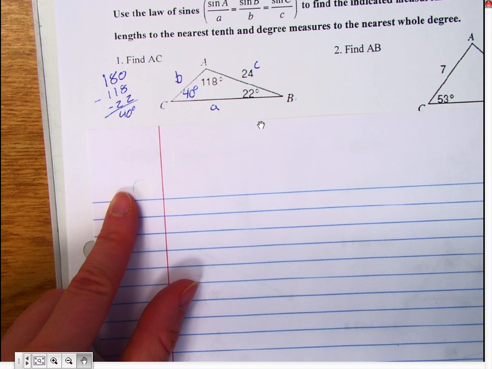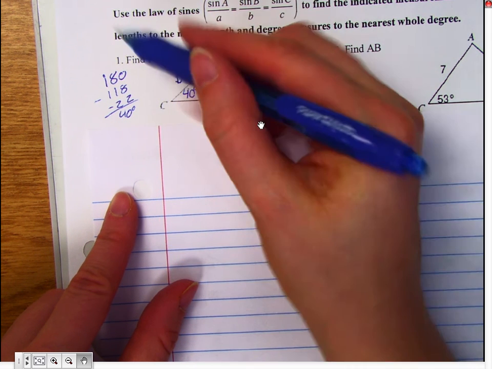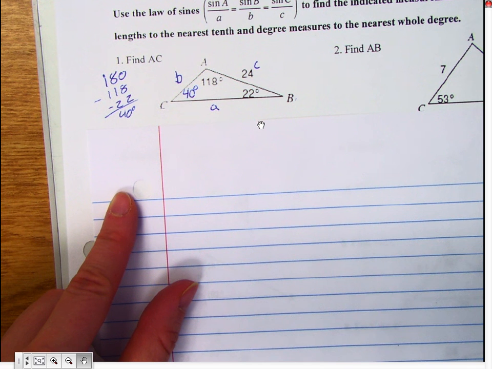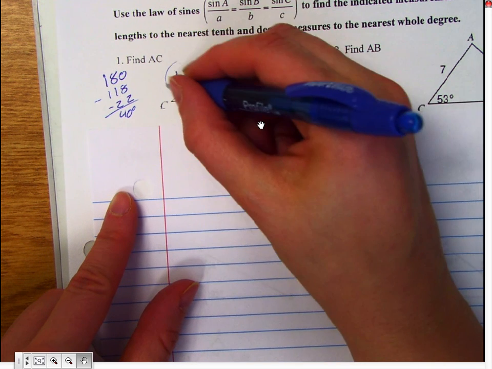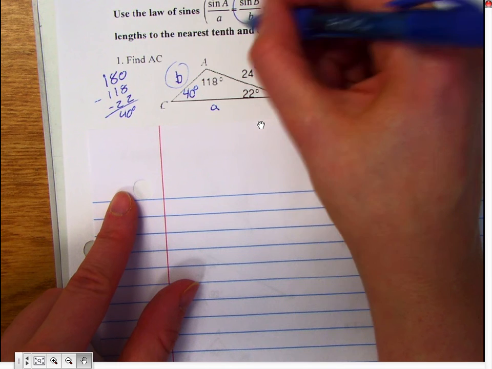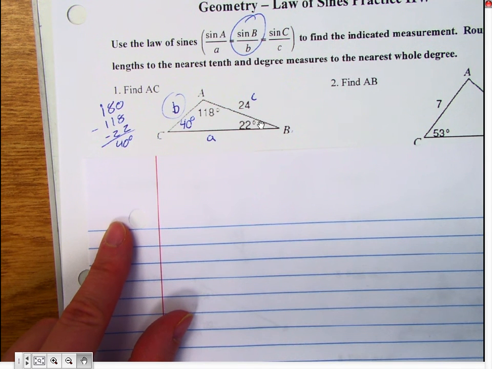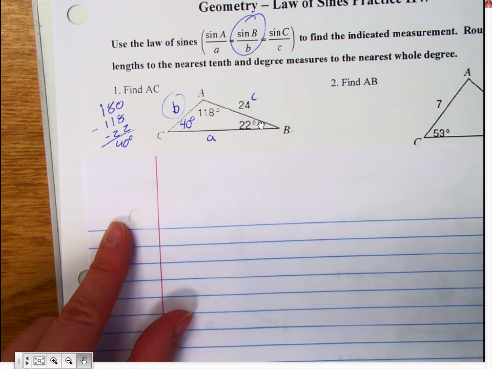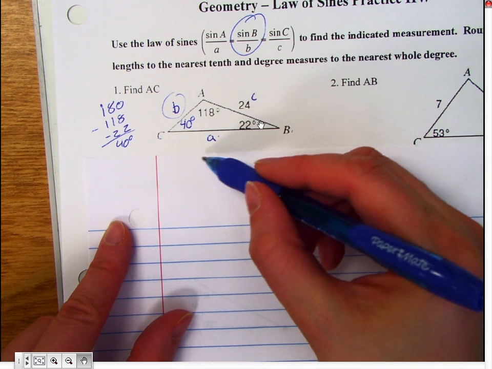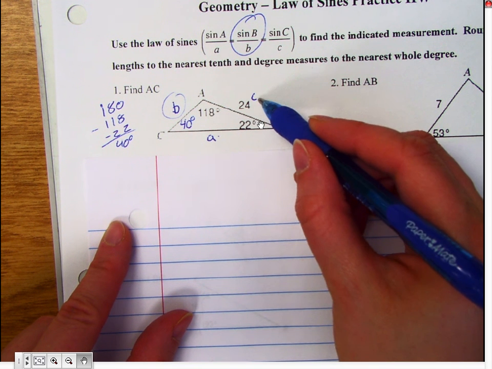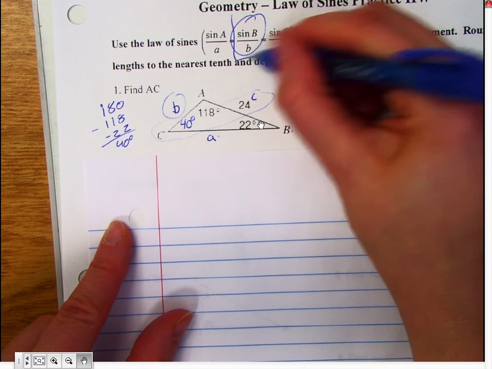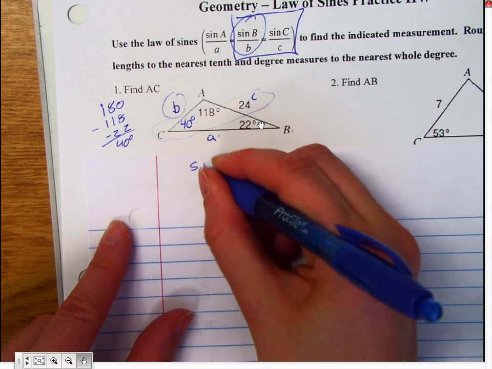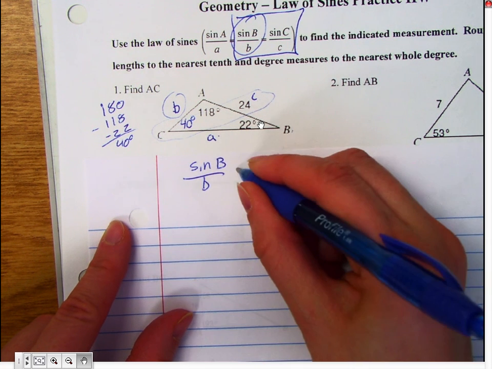Okay, so what am I looking for? It says find AC. Is that little a, little b, or little c? Little b. So I know I'm looking for little b, so I have to use the b part of my equation. Because you're looking for little b, you use the b part of the equation. Okay? So which other side do I have, A or C? I have C. So I'm going to use C, and I'm going to use the equation just like that. So I'm going to write down sine big B over little b equals sine big C over little c.